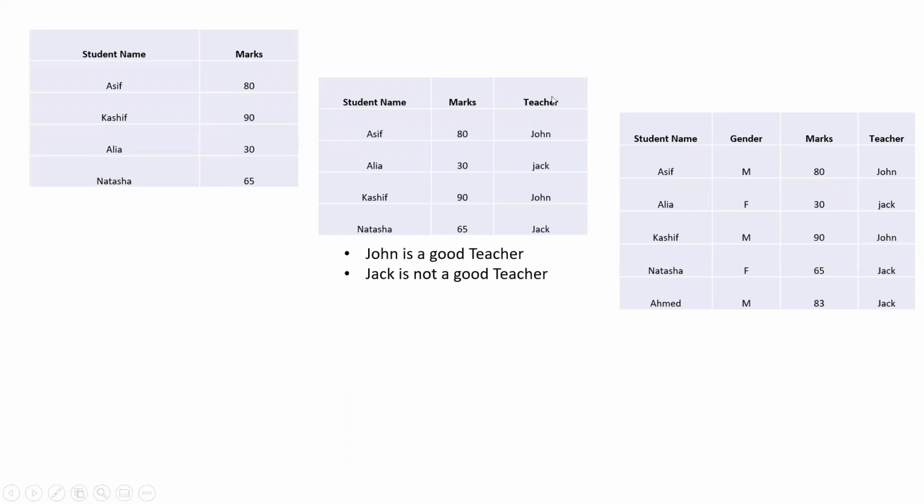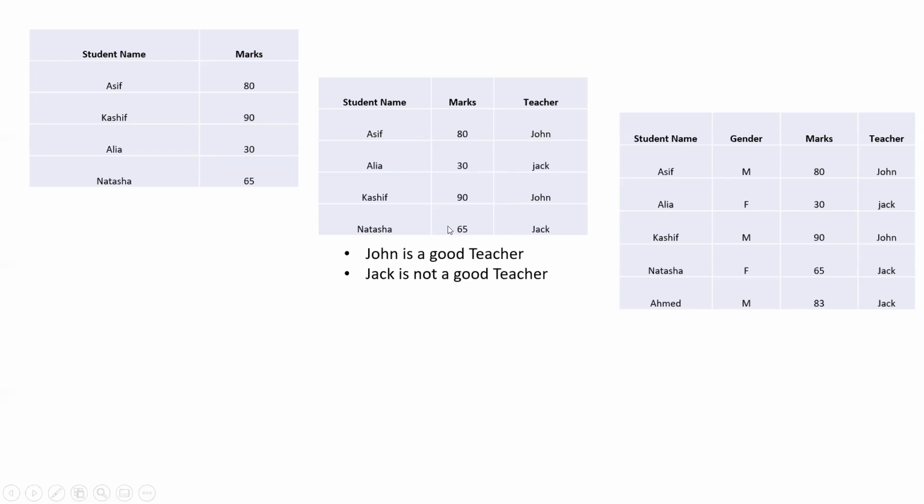We just added another column called teacher, and see that there is something we can get out of this data. For example, when John is teaching someone, the student's marks are 80. When John is teaching someone, the student's marks were 90. When Jack was teaching someone, the student got 30 out of 100, let's assume. And when Jack was teaching someone, they got 65.